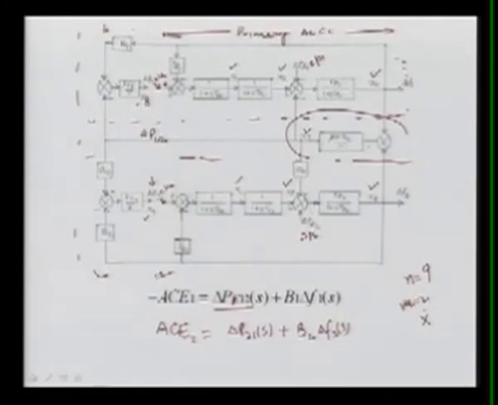For that, let us take first the state x1. How can we write it here? We know that this is the transfer function of your governor, this is the transfer function of a turbine, and this is the power system transfer function.